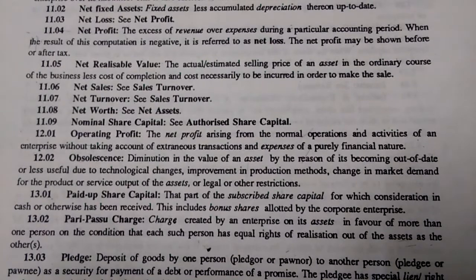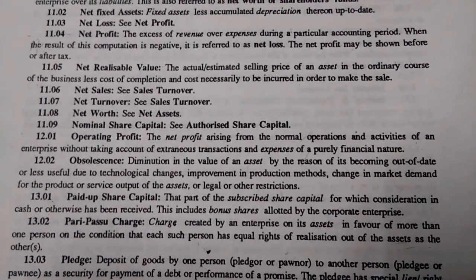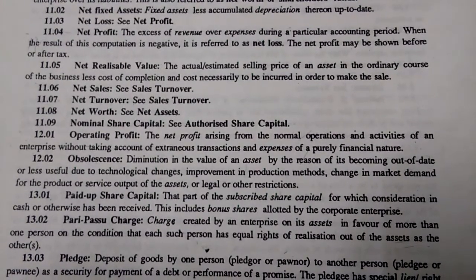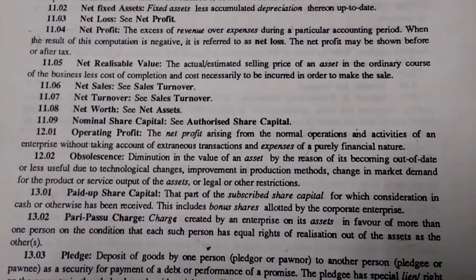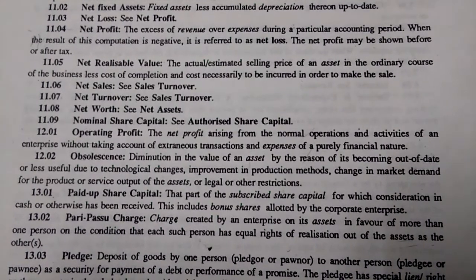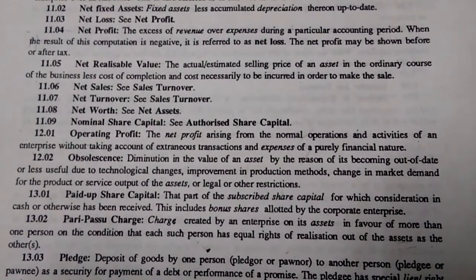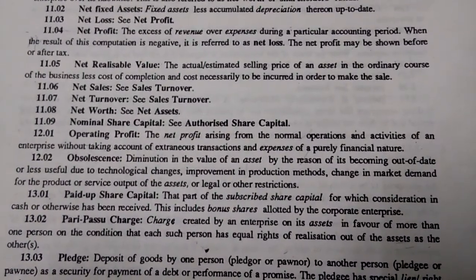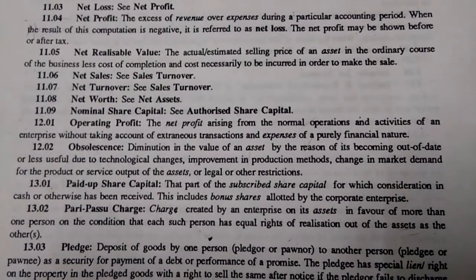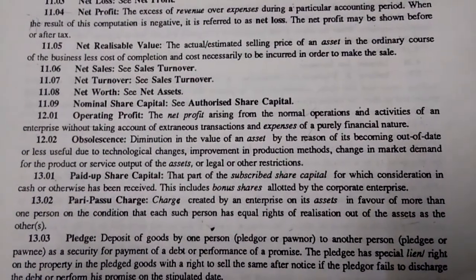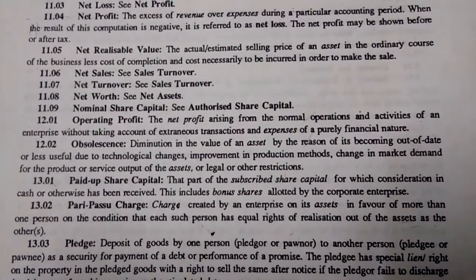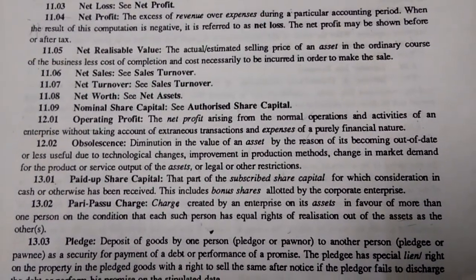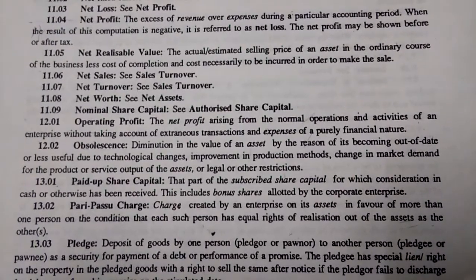Net realizable value: the actual estimated selling price of an asset in the ordinary course of the business, less cost of completion and cost necessarily to be incurred in order to make the sale. Net sales: sales turnover. Net turnover: also sales turnover. Net worth: net assets.